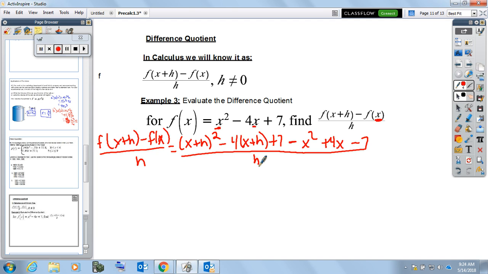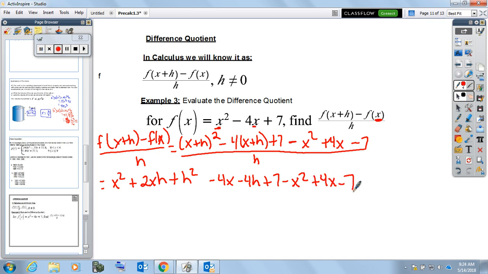Now it's our job to simplify this as much as we possibly can. So in doing so, x plus h quantity squared is going to get us x squared plus 2xh, and then of course plus h squared. With the distributive property, we have negative 4x minus 4h plus 7, minus x squared plus 4x and minus 7, all over h.